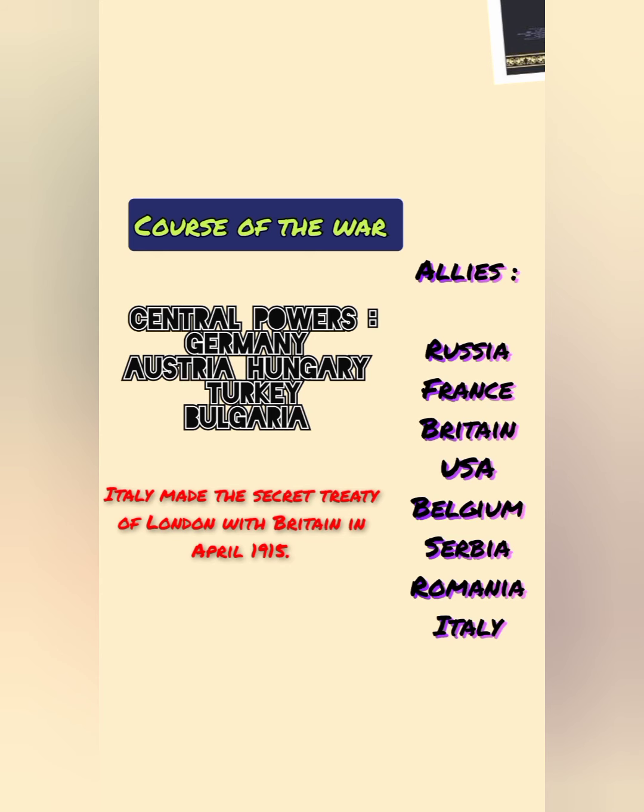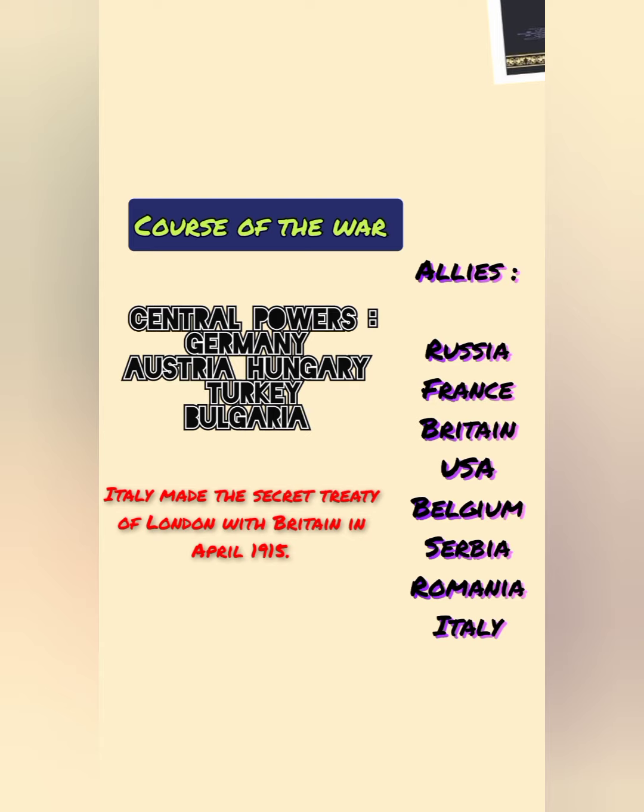Two warring camps. The nations were divided into two. The Central Powers consisted of Germany, Austria Hungary, Turkey, and Bulgaria, and the nine states that opposed the Central Powers were called Allies. They were Russia, France, Britain, Italy, the United States, Belgium, Serbia, Romania, and Greece.